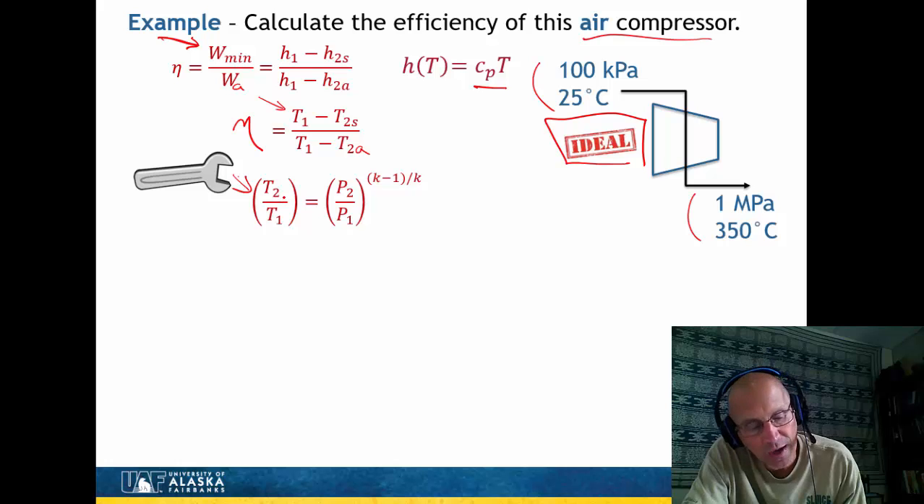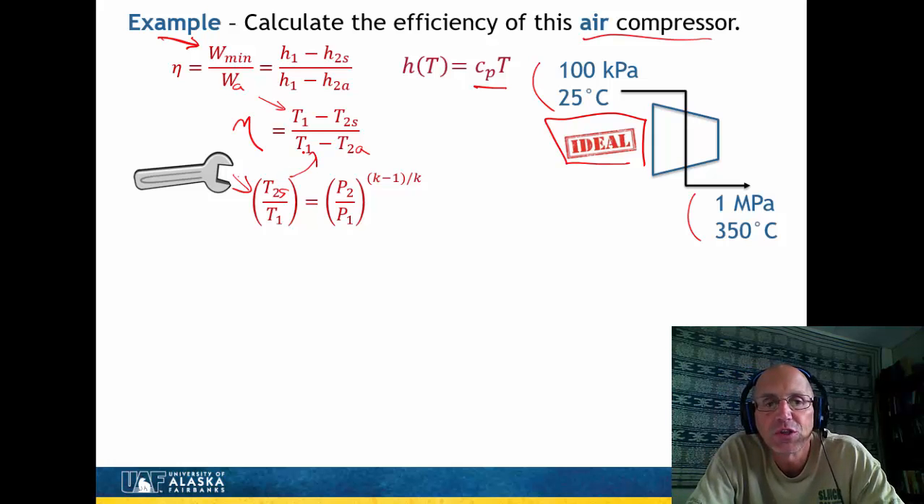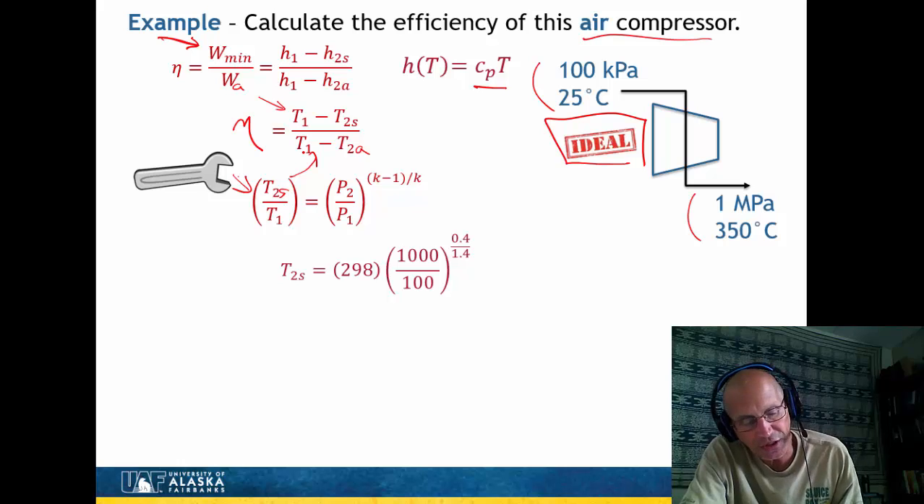And this is an isentropic relation, so this value of T2 I'd be calculating here is T2S. I can then go ahead and put that into that upper equation to find the efficiency. So let's go ahead and do that. Go ahead and calculate T2S.